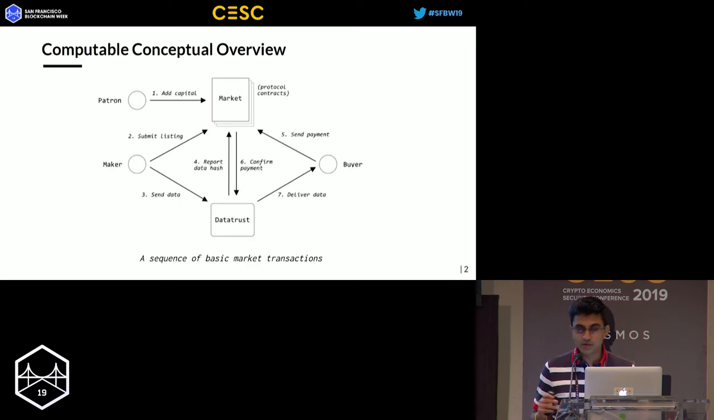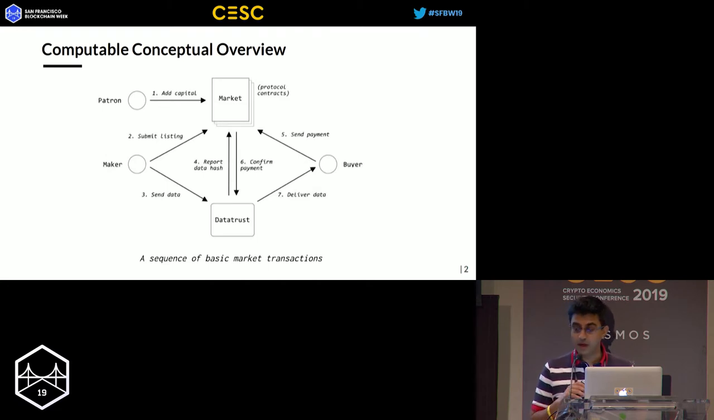You can imagine that some interested party goes out and starts a new data market, which is a set of contracts that lives on chain. Then they say, I want to incentivize people to gather data for this data market. So I'm going to add some capital as a patron. So step one on the flow chart up there. Then two, let's say a maker says, okay, if I can take a video that's interesting for this data market, I can contribute that as a chunk of data, which is called a listing, into this data market. So I submit my listing into the data market.